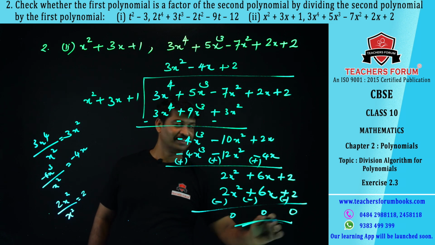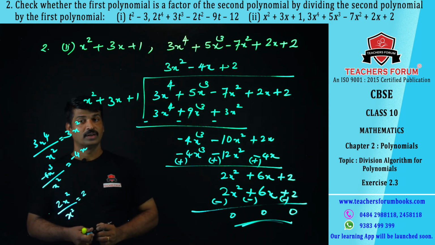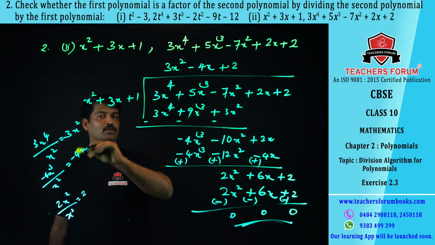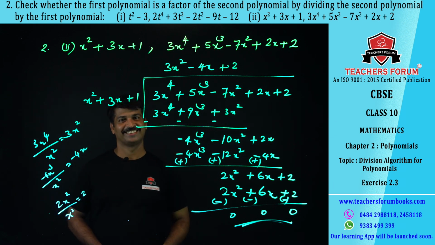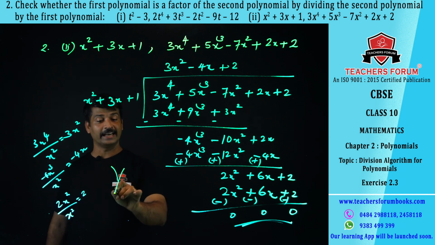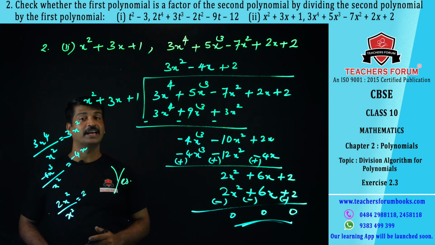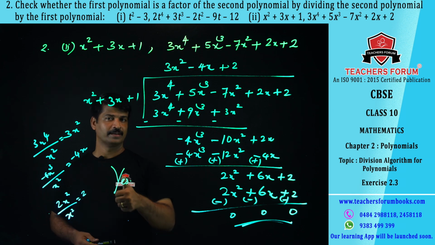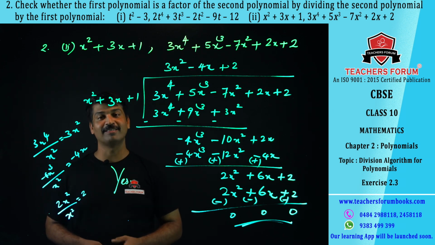So what is the remainder? Remainder is 0. If the remainder is 0, g of x is a factor of p of x. Okay. So what do you conclude? Is it a factor? Yes. The first polynomial is a factor of the second polynomial. Clear? Yes. Let us solve another one.